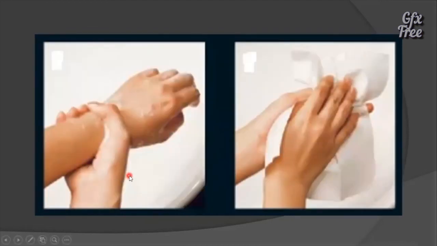Then rub each wrist with the opposing hand. This should again be done for both hands. Finally, we have to wash our hands properly and dry with a dry towel. The entire process takes about 20 to 30 seconds.